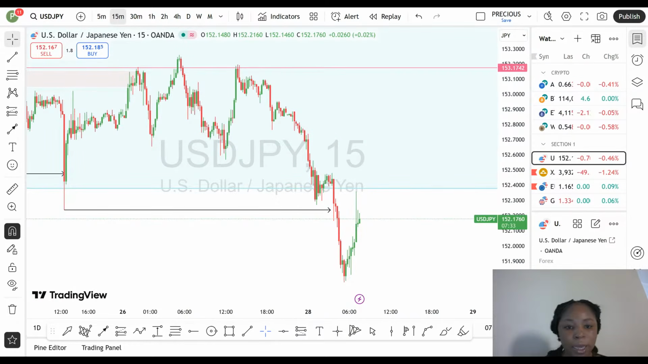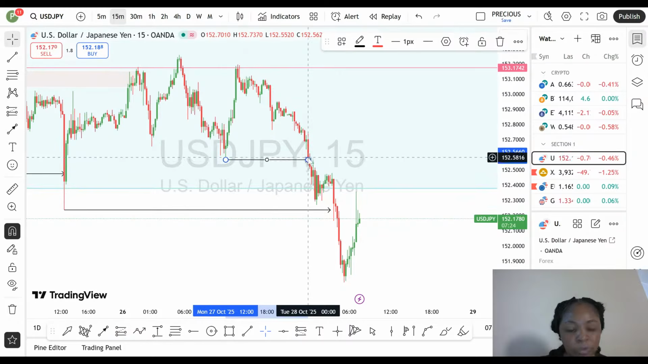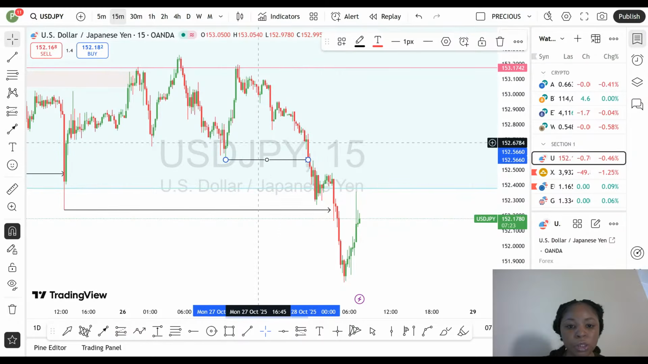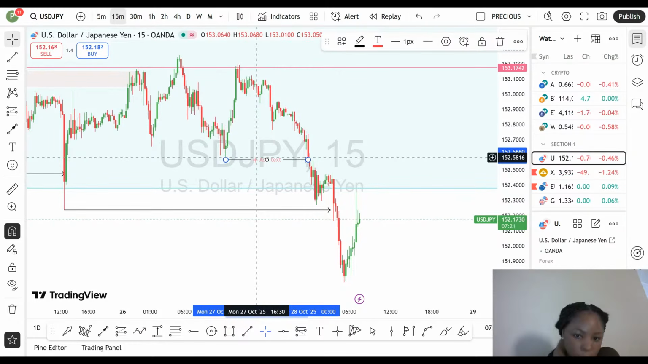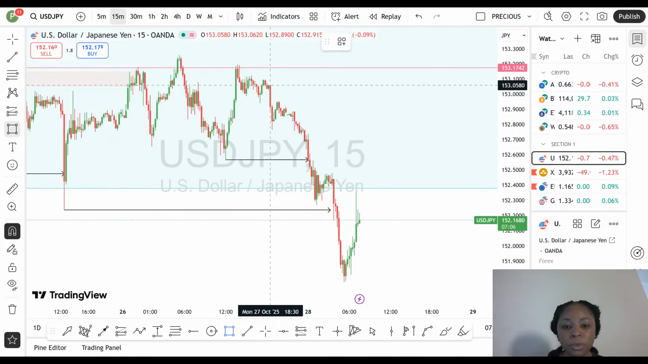Mind you, I have a 15 minutes break of structure here. Even though this is my 1 hour break of structure, this is my 15-minute break of structure here. So we said an order block is the last bullish candle before a strong move downward. So what I'm going to do is to mark out my order block now.